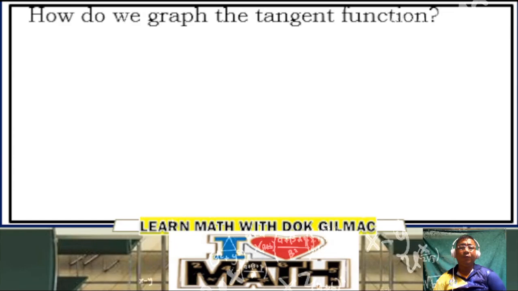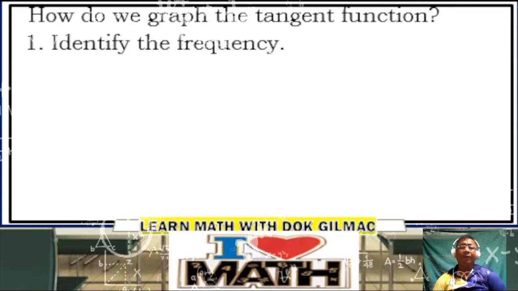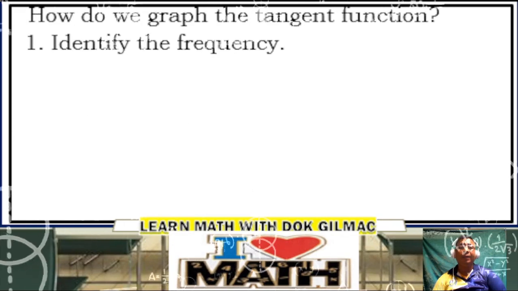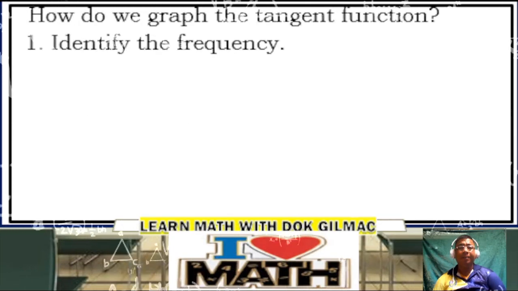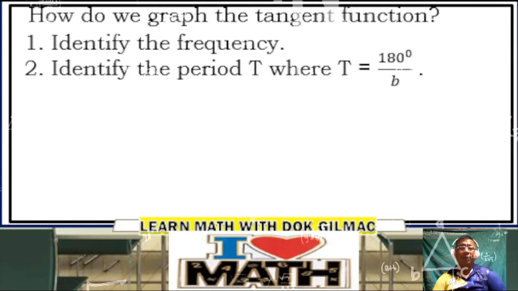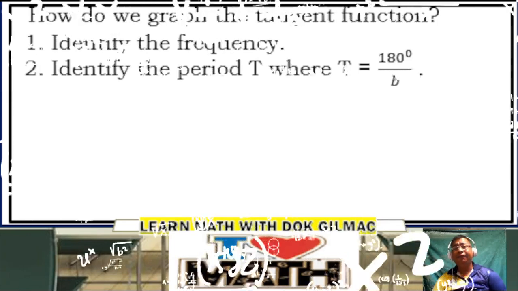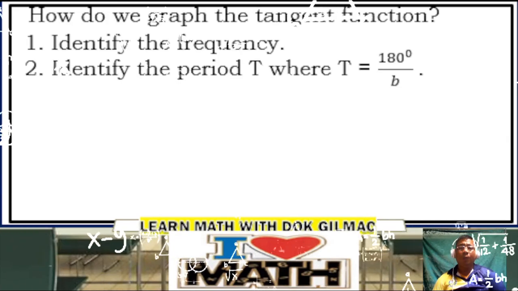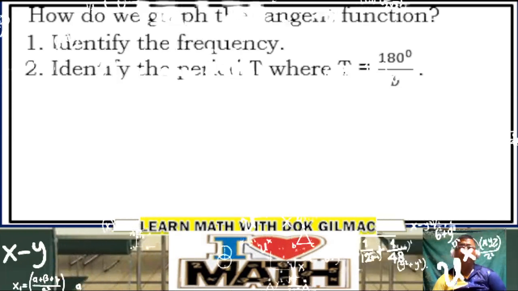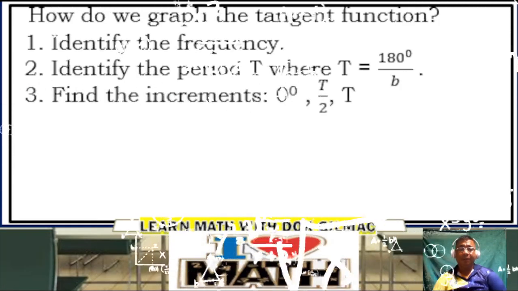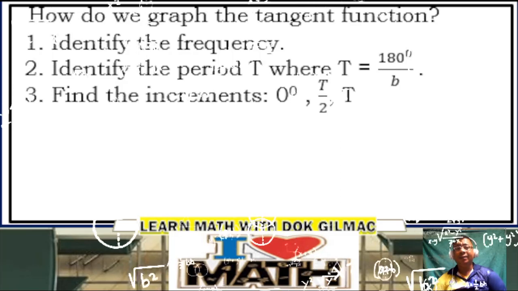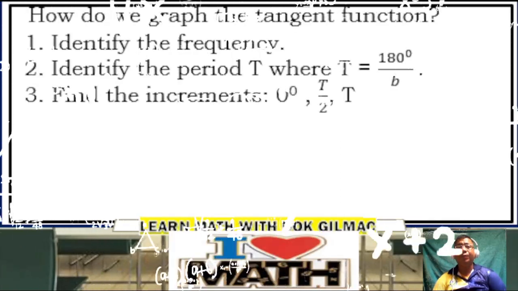The first thing we have to do here is to identify the frequency. The frequency is simply denoted by b. Number 2, we must identify the period T, where T is just equal to 180 degrees over b, which is the frequency. Number 3, we must determine the increments: 0 degrees, T over 2, and T.